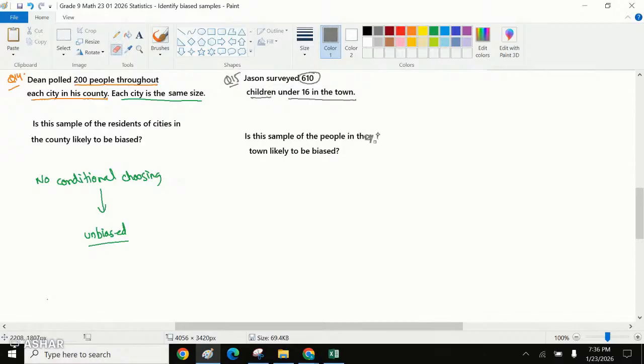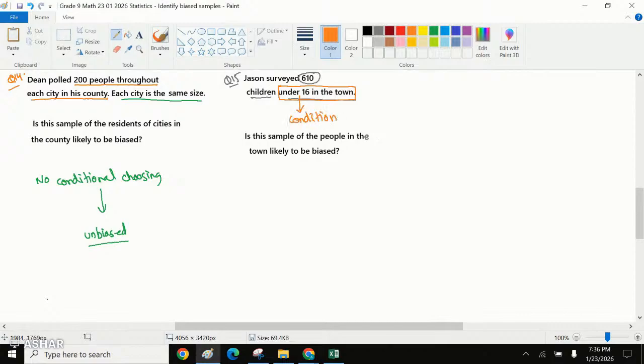Is there a condition given while choosing? Yes, there is a condition. The condition is that the children have to be under 16 years of age, right? Now that means it's a bias. He could have selected a 17-year-old child or 18-year-old or 25-year-old, any age, right? But when they are saying we are only selecting under 16, there is a condition, right?